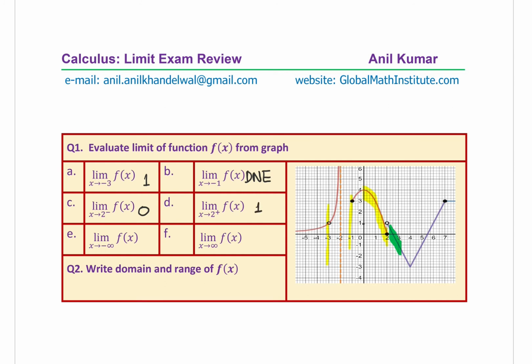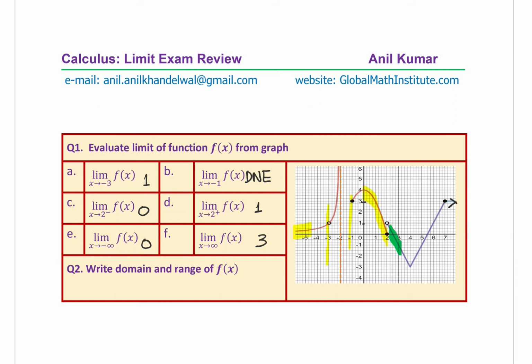Next question is, for this function, limit when x approaches minus infinity. So you have to see, where is this graph going? It is approaching 0, correct? And therefore, this should be 0. Limit of the function when x approaches positive infinity, so that is the way it is going, and that value here is 3, and therefore this answer will be 3. Clear? Now let's look into domain and range of the function.